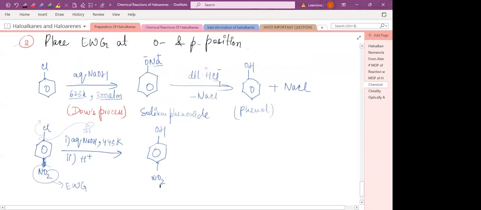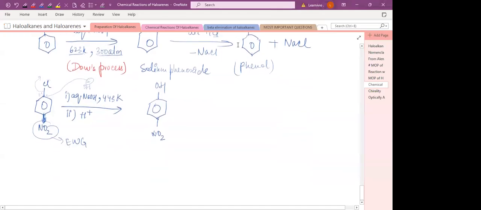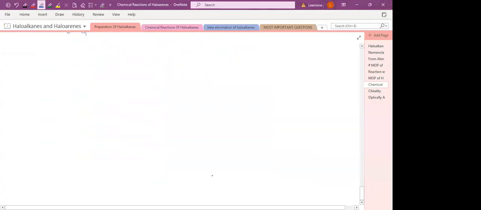Okay. So just remember these conditions. Under these two conditions, the haloarenes undergo nucleophilic substitution reaction. Right? Suppose I attach one electron withdrawing group at the para position. Now, if more electron withdrawing groups are attached at the ortho and para positions, there will be more reactivity. It will increase the reactivity.